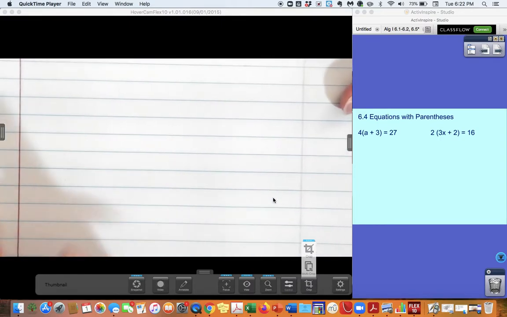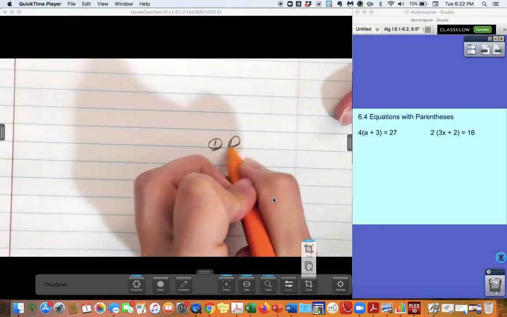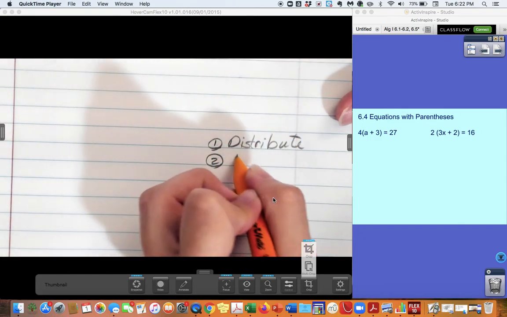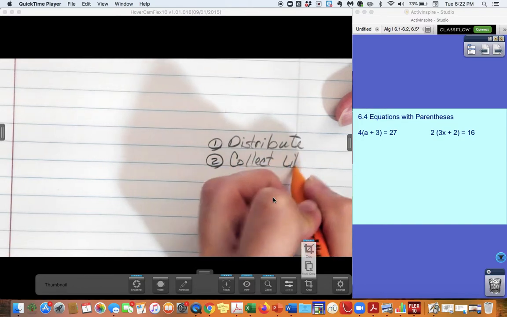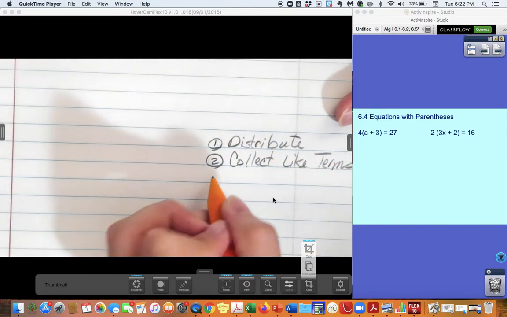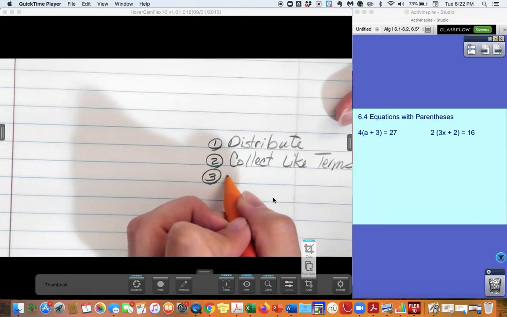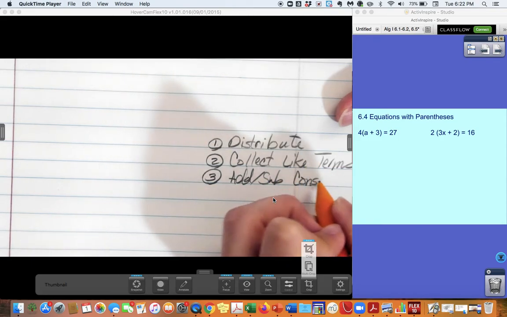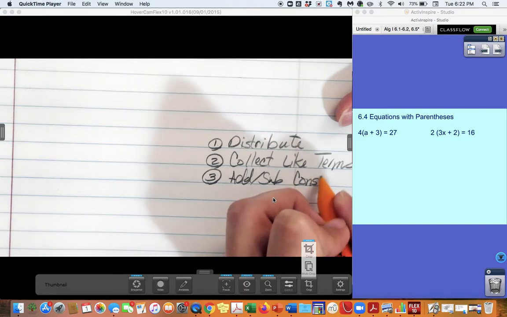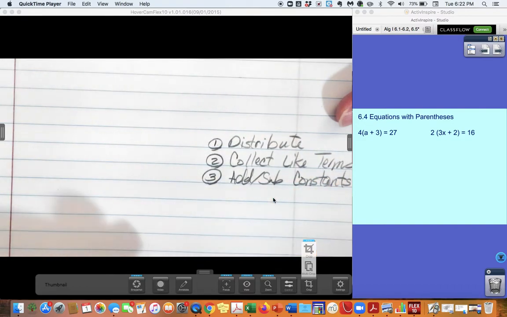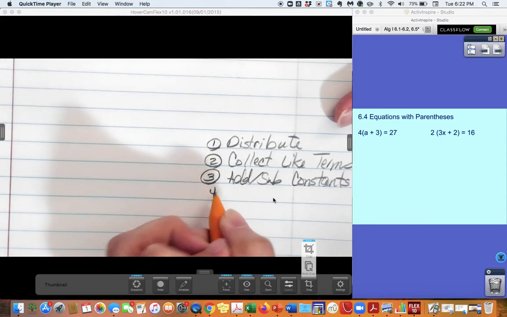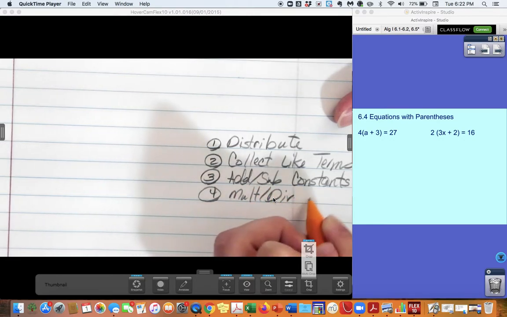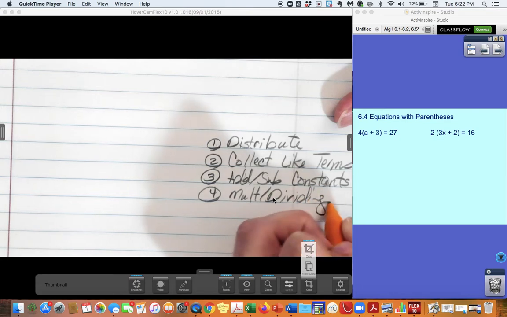Okay, let's try that one more time. And so just in case you need the steps, our first step is going to be to distribute. Our second step will be to collect like terms. Our third step will be to move, so add or subtract our constants. So we're going to actually move those constants over for right now. We'll change this up just a little bit on the next one. And then the last one is to get rid of the multiplying or dividing. Okay, that's always the last thing.